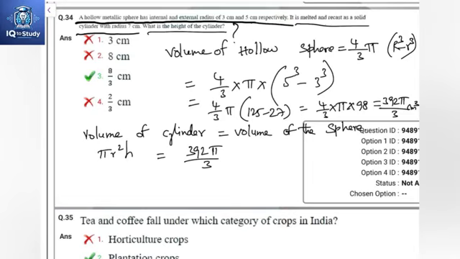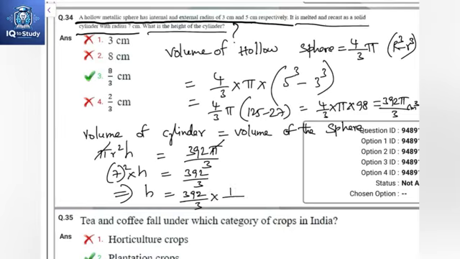Here pi gets cancelled, and we know that radius of cylinder is 7, so 7 square into h is equal to 392 by 3, which implies height of the cylinder is equal to 392 divided by 3 into 1 by 49, which is equal to 8 by 3 centimeters. So the answer is option number 3, 8 by 3 centimeters.